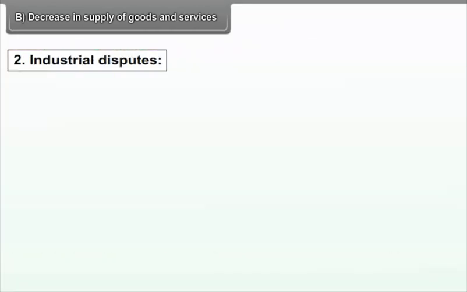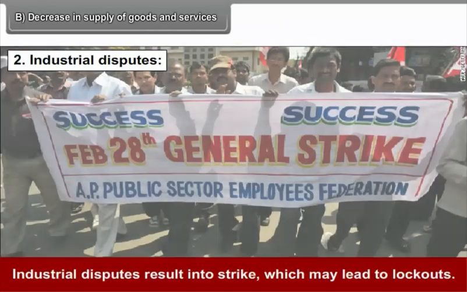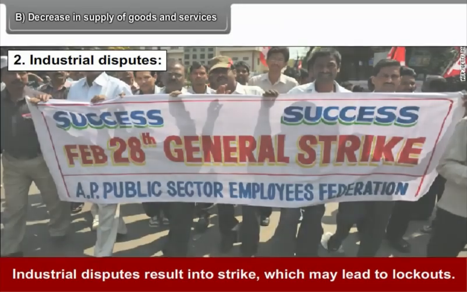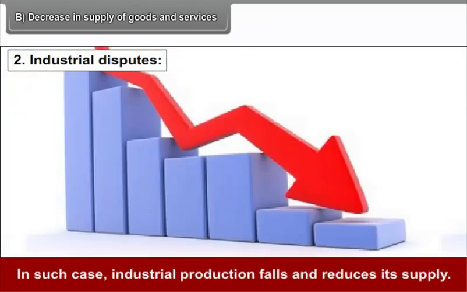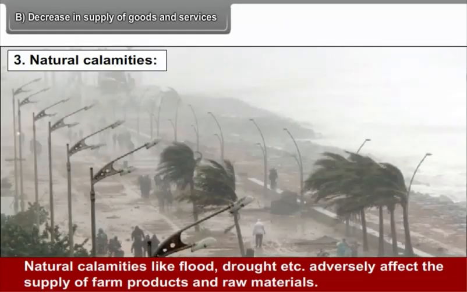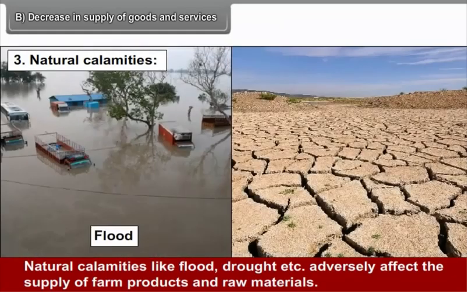2. Industrial disputes. Industrial disputes result into strikes which may lead to lockouts. In such cases, industrial production falls and reduces its supply. 3. Natural calamities. Natural calamities like flood, drought, etc. adversely affects the supply of farm products and raw materials.